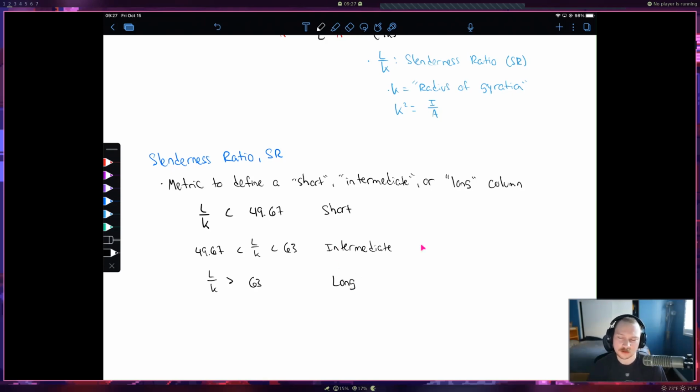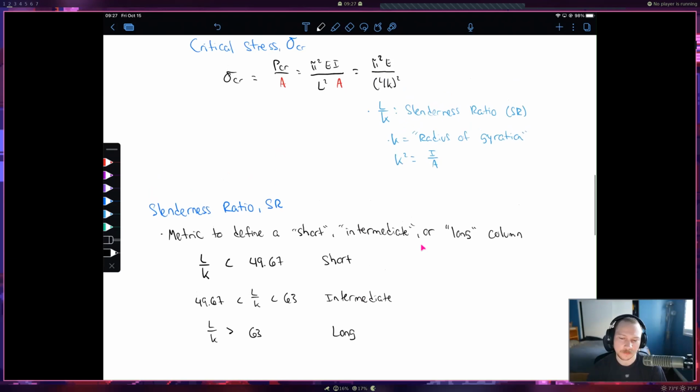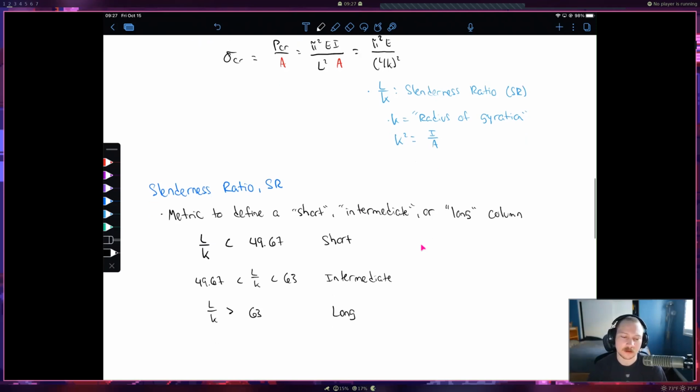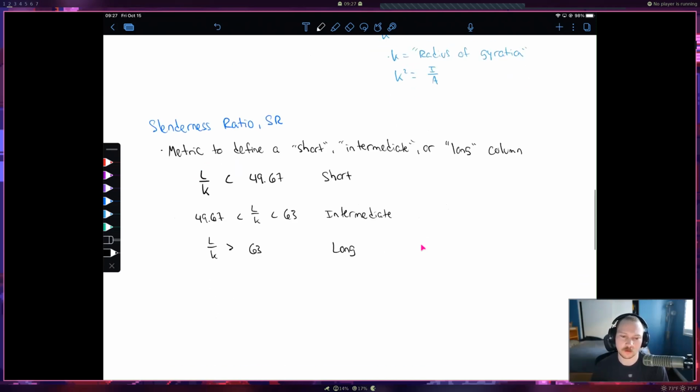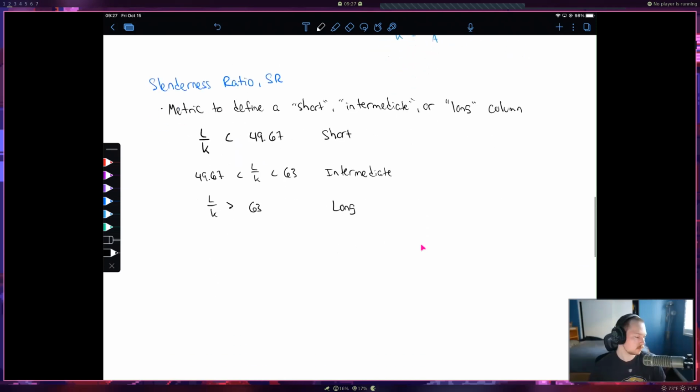And of course, just like always, we're going to be able to do this in MATLAB. We'll define the length, the moment of inertia, and the cross-sectional area, then we can calculate k, and from that we can calculate the slenderness ratio. Then we can have the different regions of the graph that we're going to make later on for short, intermediate, and long columns.